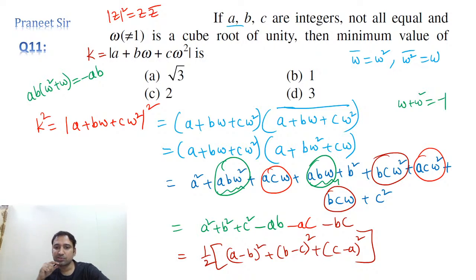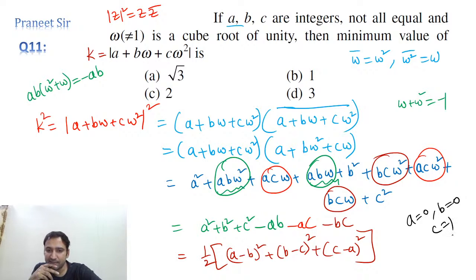So now tell me, what are the possible values of A, B, C we can take so that this entire expression is going to be minimum? So what are the possible values we can take? A, B, C are integers. So I'll take A 0, B 0, C 1. Can I take it like this?